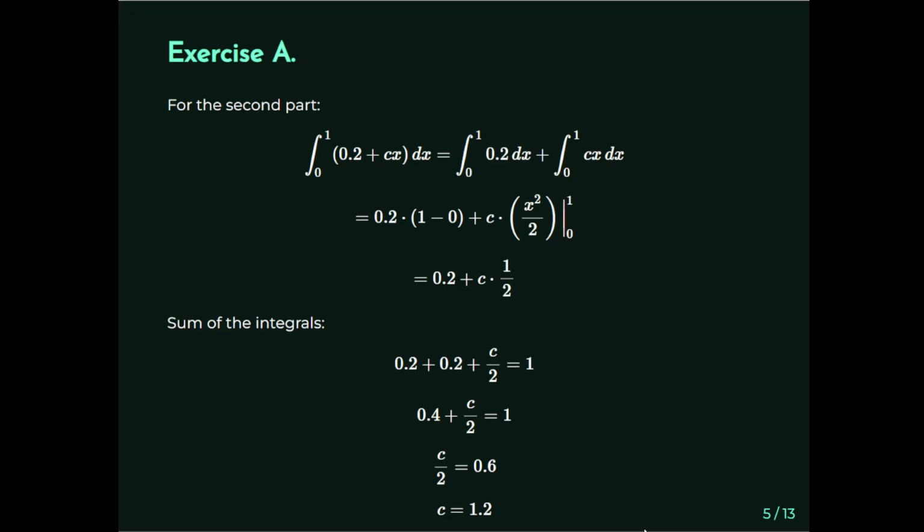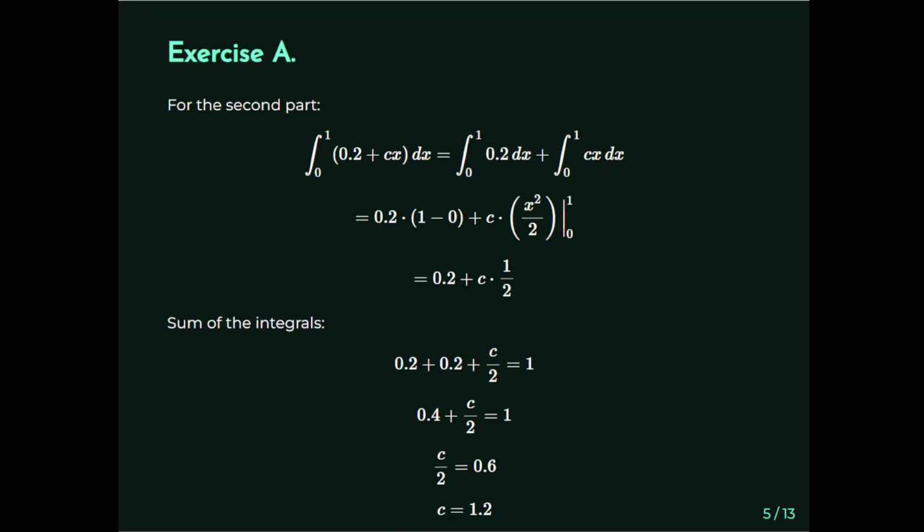The total integral for the positive part evaluates to 0.2 plus c times 1/2. Now, including the negative part, which was also 0.2, the total evaluation is 0.2 plus 0.2 plus c over 2, and that is equal to 1. So 0.4 plus c over 2 is equal to 1. Working it out, we will get c is equal to 1.2. So that is the first answer there. C is equal to 1.2.